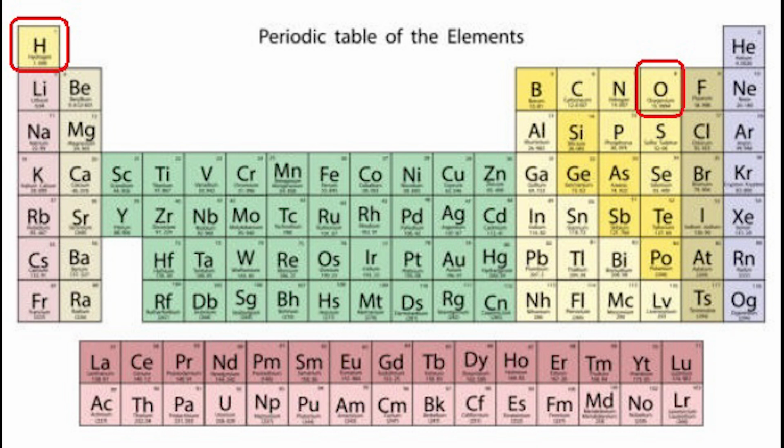Notice hydrogen is circled in red in the upper left, and oxygen is circled on row 2 on the right. They're both a light yellow, which means they are very reactive. Oxygen is extremely reactive, and there's only one other element that's more active in the entire universe, and that's fluorine.